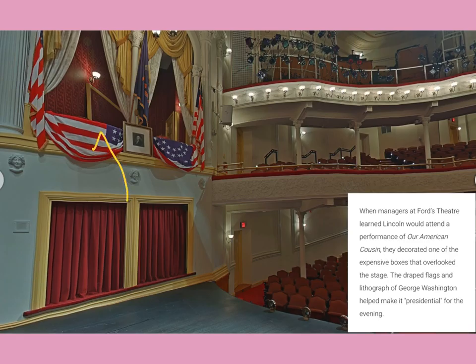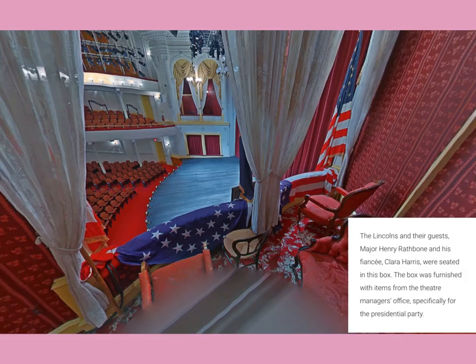I don't know if it was here, or this booth, or that. The president was up in the booth. When managers at Ford's Theater learned that Lincoln would attend the performance, which was called Our American Cousin, they decorated one of the expensive boxes that overlooked the stage and draped flags and a lithograph of George Washington. Here's a picture of George Washington right there, to make it a presidential evening for him. And then this would have been Abe's view.